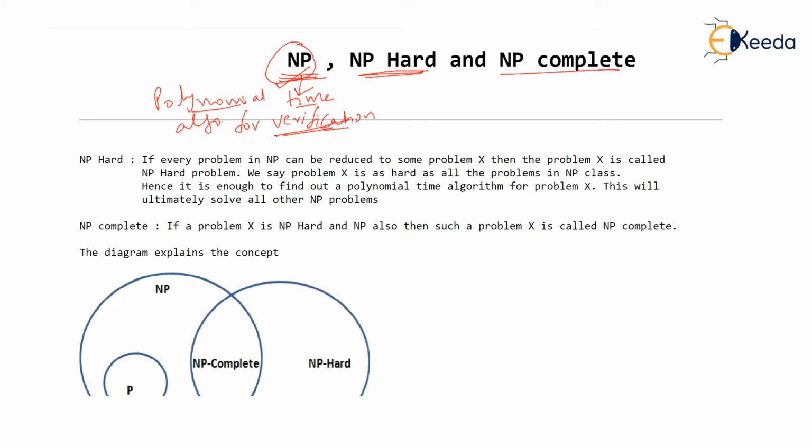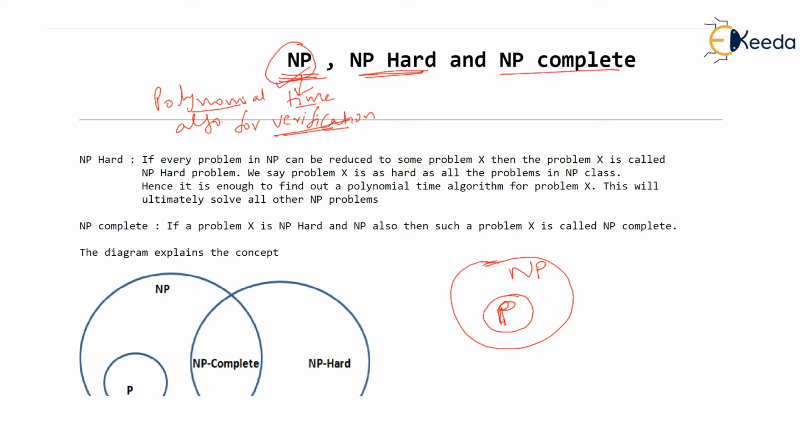All of you remember the diagram which we had drawn in our third video. All the P problems and NP problems can be shown using a Venn diagram like this. Surely P problems, polynomial time problems, can be solved and verified both in polynomial time, but NP class problems cannot be solved in polynomial time, but they can be verified in polynomial time. So we know this Venn diagram.